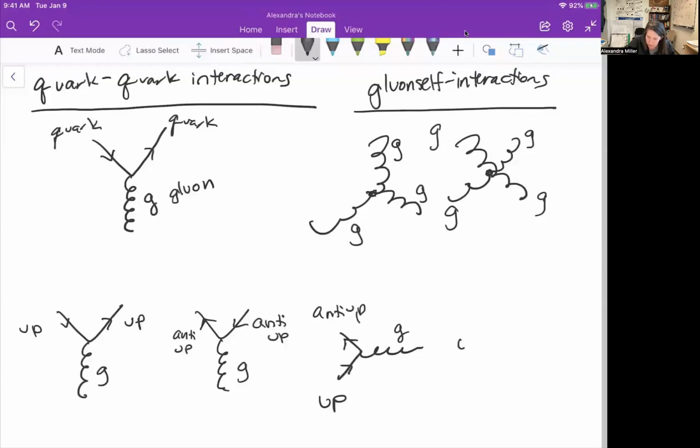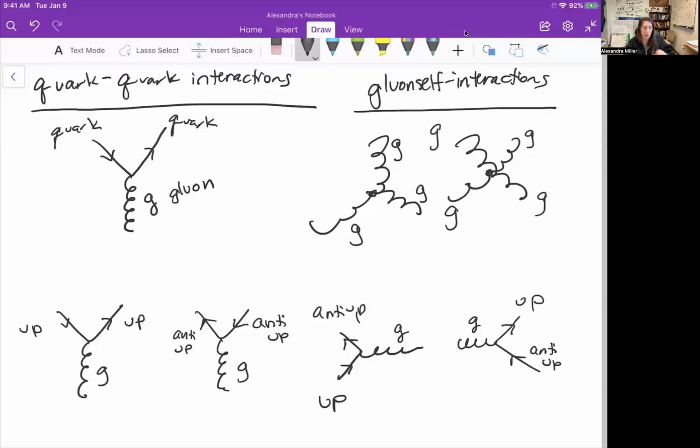Or we could sort of flip this diagram, start with a gluon, and then pair produce an up and an anti-up. Oops. Oh, I just made the big mistake that I'm not supposed to make, right? I have two arrows going into my vertex. So what we want to do instead is have this arrow going out. And so this is a gluon pair producing an up and an anti-up.